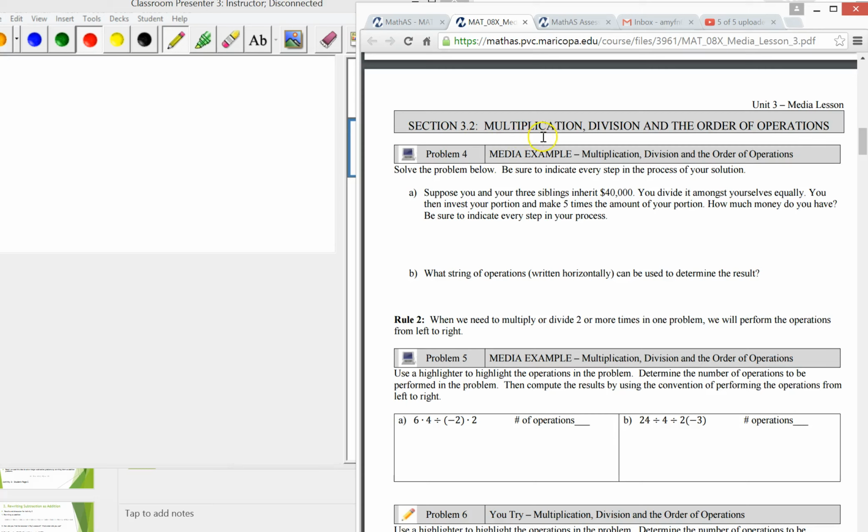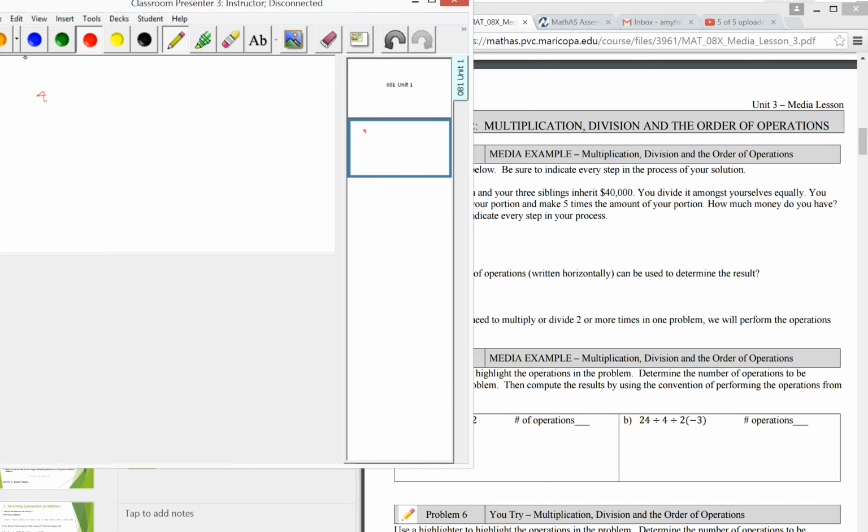Now in section 3.2, we look at multiplication, division, and the order of operations. Just like we did with addition and subtraction, we give them a problem in context and have them figure it out. And again, they'll do this well. So you have 40,000. You have to share it with your 3 siblings, so you divide by 4.